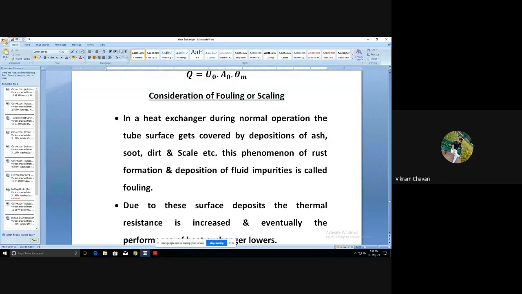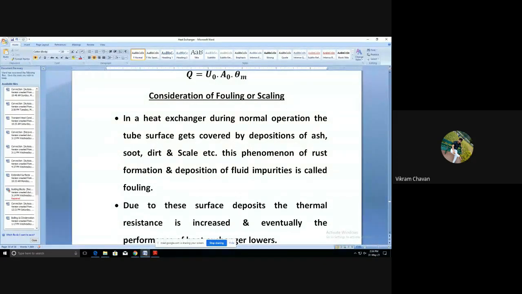But the consideration of theta 1 and theta 2 in the case of parallel flow and counterflow are different. In parallel flow, theta 1 is considered to be Th1 minus Tc1, and theta 2 is Th2 minus Tc2. Whereas in a counterflow heat exchanger, we have to consider theta 1 as Th1 minus Tc2, and theta 2 as Th2 minus Tc1.